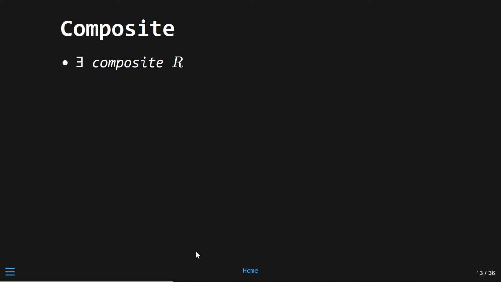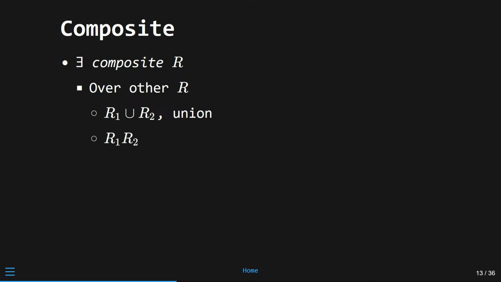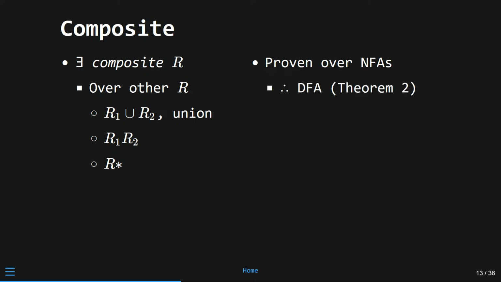For composite R, what can it be? Well, it can either be some other R or some other atomic, doesn't matter. And then they're going to be combined by union, concatenation, star. So we've proven this over NFAs. We had used theorem 2, which was that NFAs and DFAs are equivalent, but we did prove that, right, by using a lot of states.